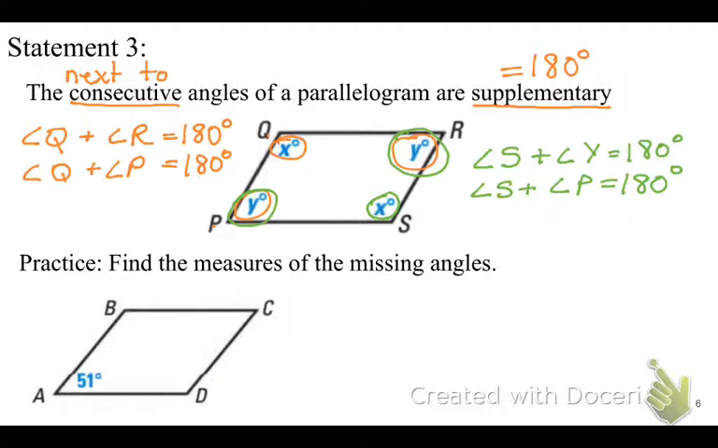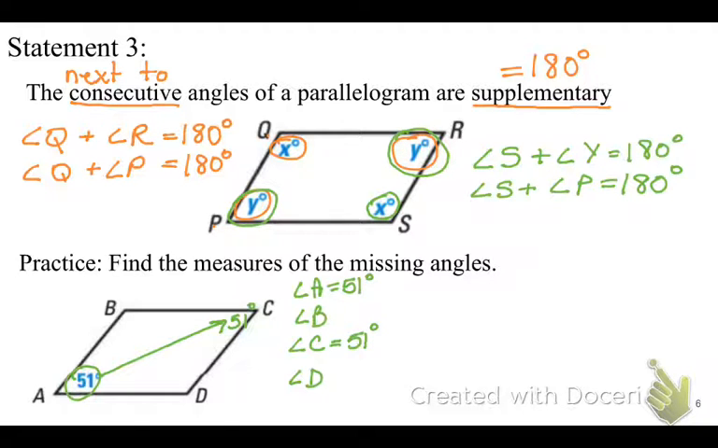So let's do a quick problem. So we're given that angle A is equal to 51. And we know by that second statement that the angle across from it is also going to be 51. Okay, so angle A, angle B, angle C, and angle D. So we know angle A is 51 degrees, and we know angle C is 51 degrees.